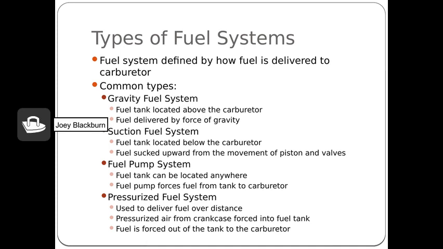So now we'll talk a little bit about the common types of fuel systems. Those are going to be a gravity fuel system, a suction fuel system, a fuel pump system, and a pressurized fuel system. One of the most common in a small gas engine application is going to be a gravity fuel system, especially in things that are pretty small, maybe our walk-behind mowers, generators, pressure washers, snow blowers, those types of relatively small pieces of equipment. Small applications are going to use a gravity fuel system where the fuel tank is located somewhat above the carburetor, and simple gravity is used to deliver fuel from the tank to the carburetor.